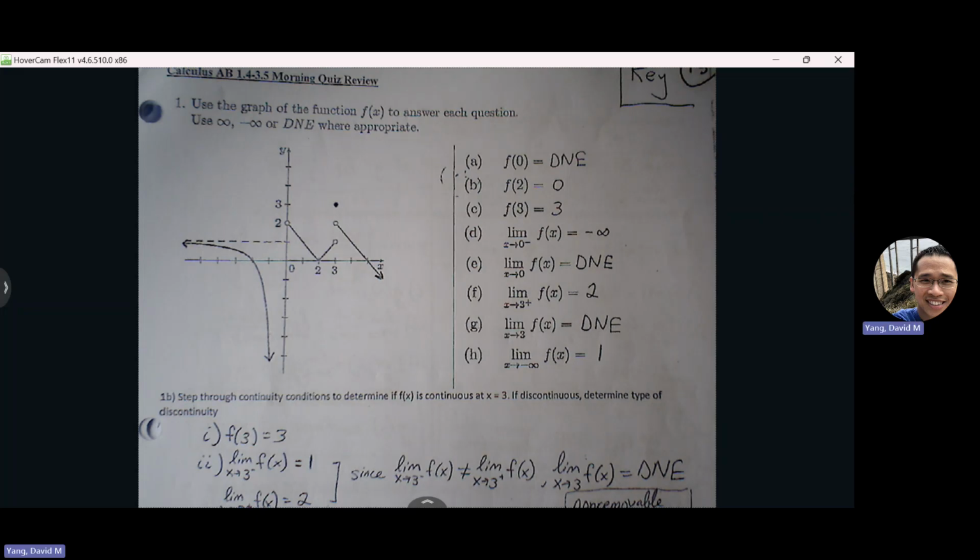Part 1B, you're walking through your continuity conditions and proving whether there is discontinuity or not. And then if there is, to be able to confirm that it is jump or removable or non-removable based off of where the conditions fail.